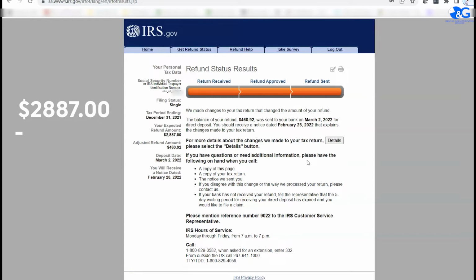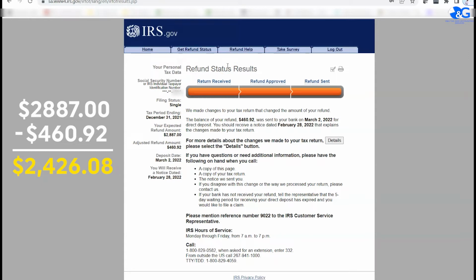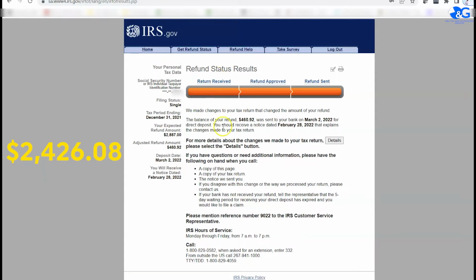2887 minus 460.92. This means that the IRS took out 2426.08. This is the money that the IRS says, nope, you're not going to get it because there's something wrong with your return. Now, let's put the pieces together.